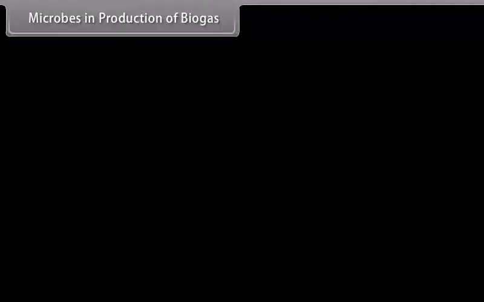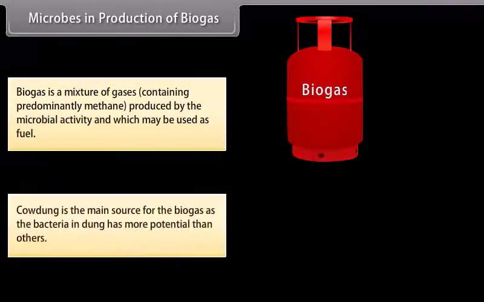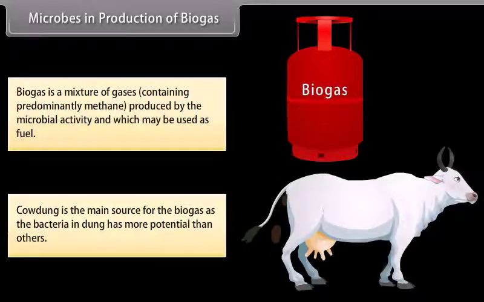Microbes in production of biogas. Biogas is a mixture of gases containing predominantly methane produced by the microbial activity and which may be used as fuel. Cow dung is the main source for the biogas, as the bacteria in dung has more potential than others.